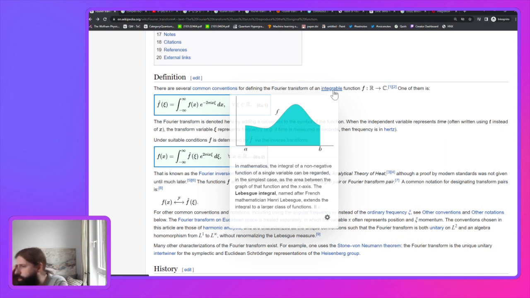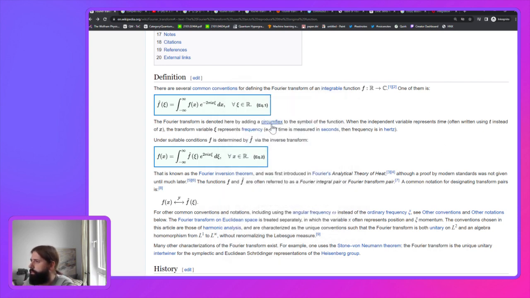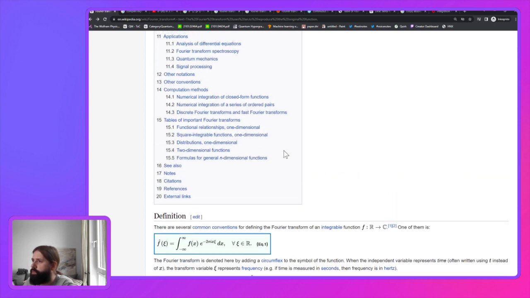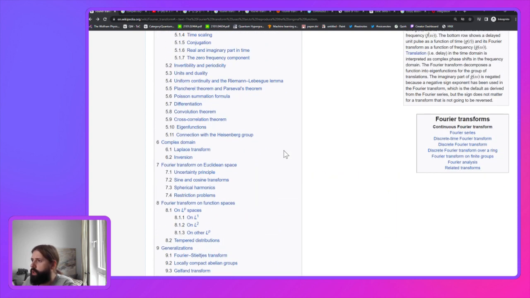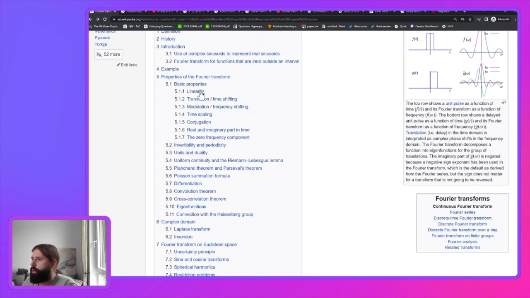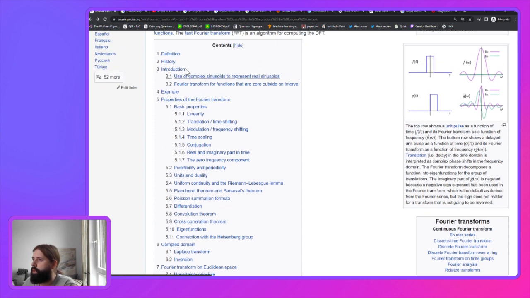Okay, so in mathematics, the integral of a non-negative function of a single variable can be regarded in the simplest case as the area between. Okay, no, sorry, forget about that. History definition.